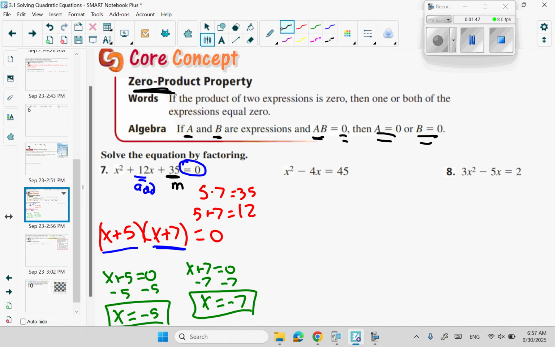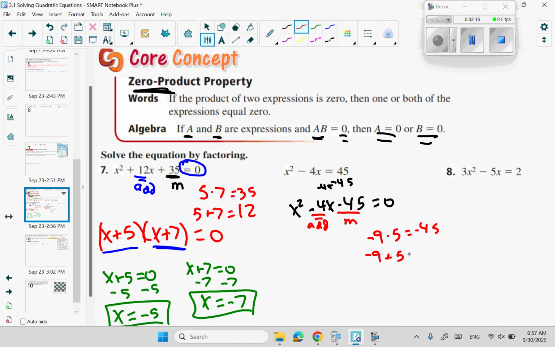On this next one, one thing is I need to get 0 on one side first. So I would subtract 45 from both sides. So we get x squared minus 4x minus 45 equals 0. From there, what multiplies to this number adds to this number. So that would be negative 9 times 5 gives me negative 45, and negative 9 plus 5 gives me negative 4. So we get x minus 9, x plus 5.